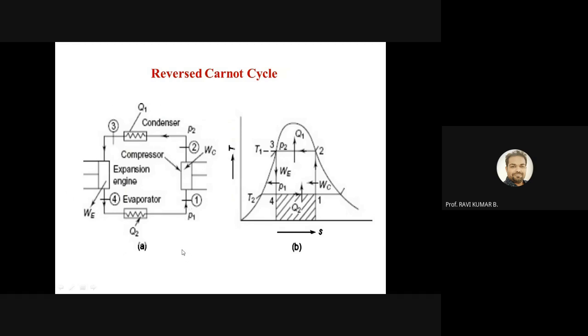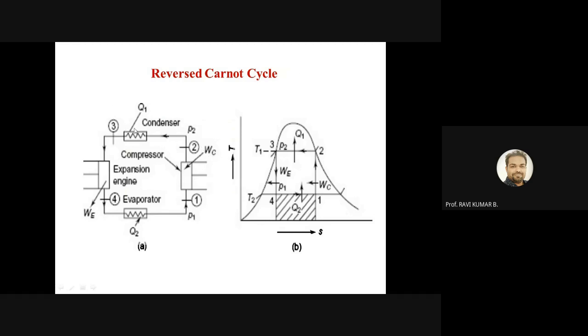So if we consider the working fluid as a refrigerant, and it is operating on a reverse Carnot cycle, then we can say that the refrigerant is first compressed. It is in vapor form here and is getting compressed reversibly adiabatically. Always it is an isentropic process, where the work input per kilogram of refrigerant is given as WC.